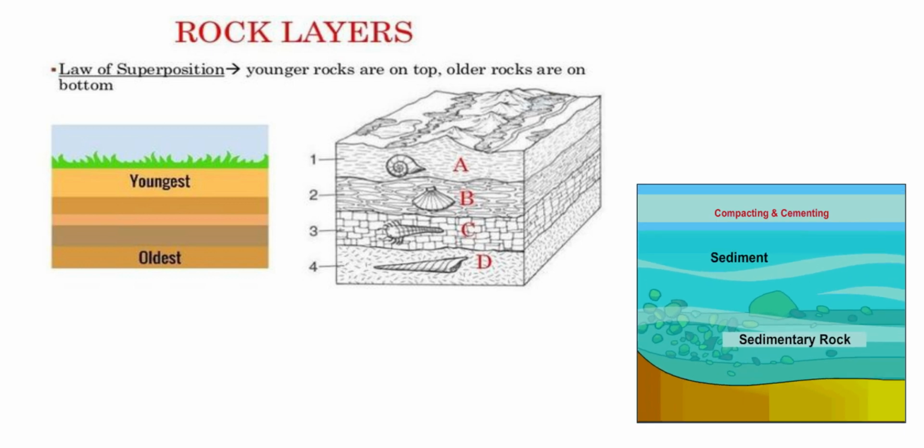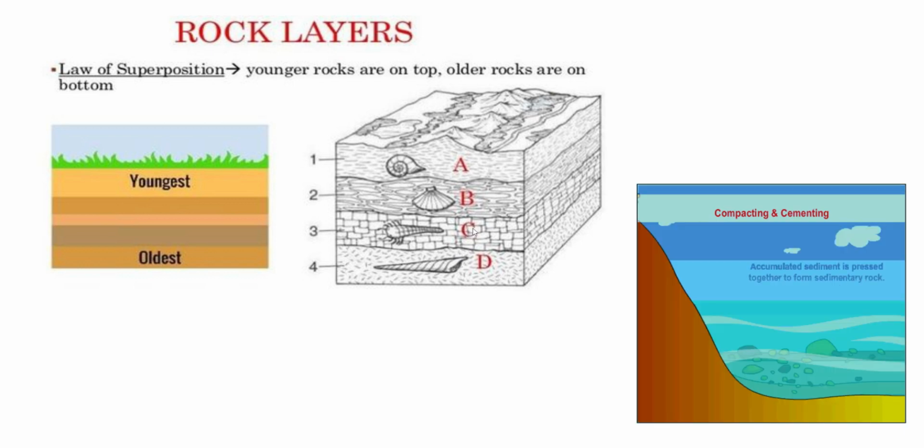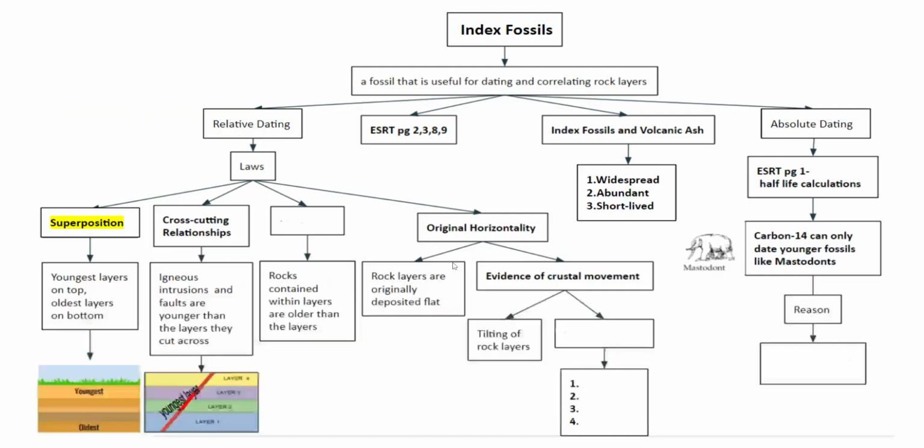So that's how we know if I see A, B, C, and D, I know D must be the oldest layer, and then C must be the next oldest, and then B must be the next oldest, and then A must be the youngest. Same with these fossils. Okay, let's write our first law down in our notes. Relative dating, the law is superposition. Superposition means younger layers are on the top and older layers on the bottom. Pause this video.